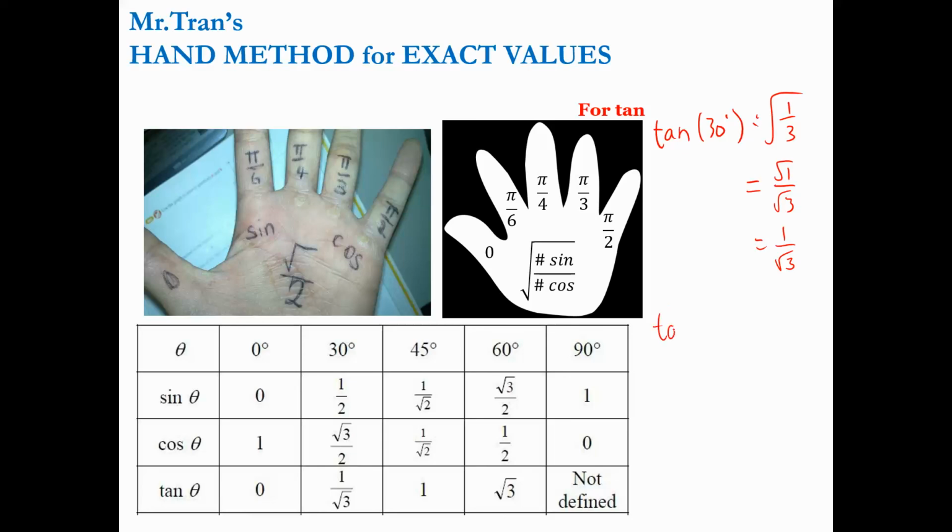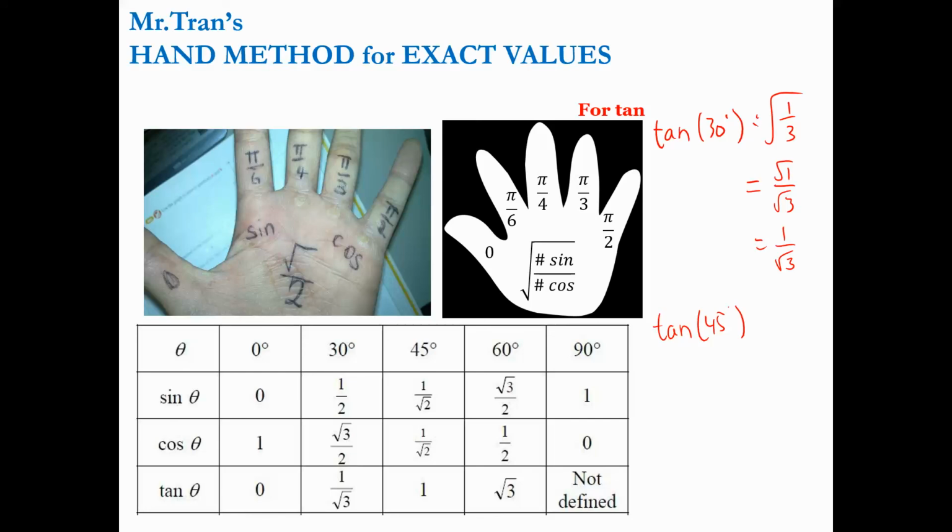All right, let's try tan of 45 degrees. Same thing. Tan 45, which finger is that again? Which finger is 45 degrees? The middle finger, right? Drop it down. Now the formula is number of sine fingers divided by number of cos fingers. How many sine fingers do I have? 2. How many cos fingers? 2. So 2 divided by 2 is 1, and then square root that answer. 1. Makes sense. Tan of 45 is 1. I want you to learn this formula.